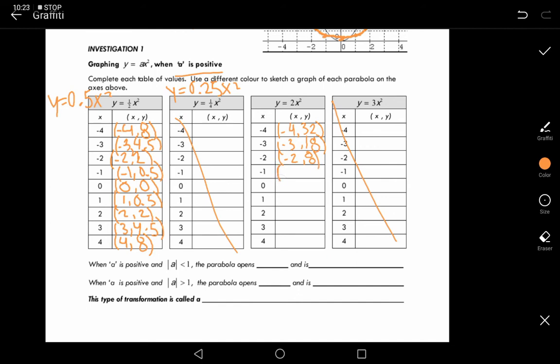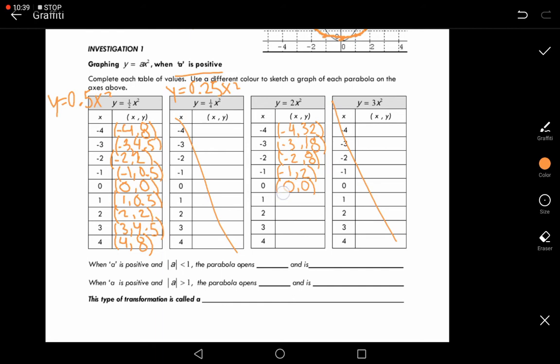-1 squared is 1. 1 times 2 is 2. 0 times anything is just going to be 0, right? So this is always just going to be the point (0, 0) for when we have y equals ax squared.